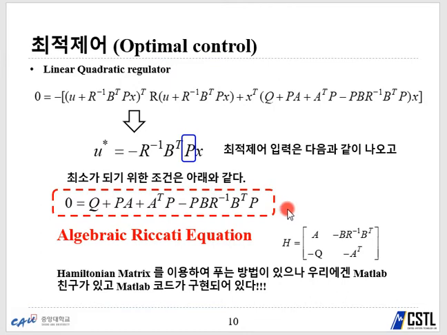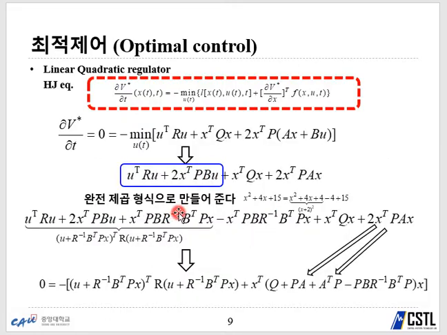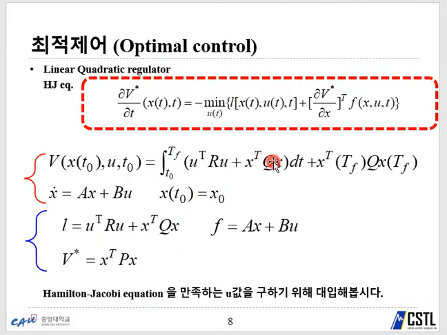We can obtain the solution P using the Hamiltonian matrix. However, the Matlab code is already implemented using this method. Matlab makes it very simple to implement the LQR, where the important thing is the meaning of Q and R.